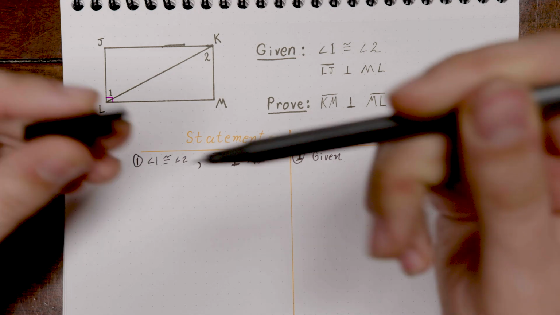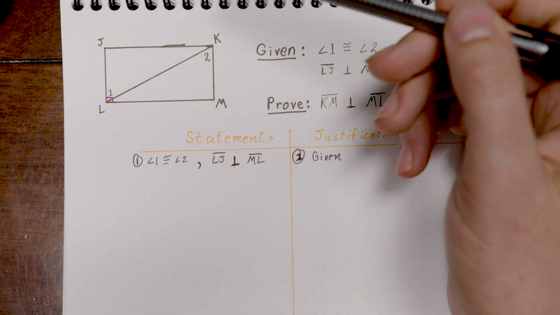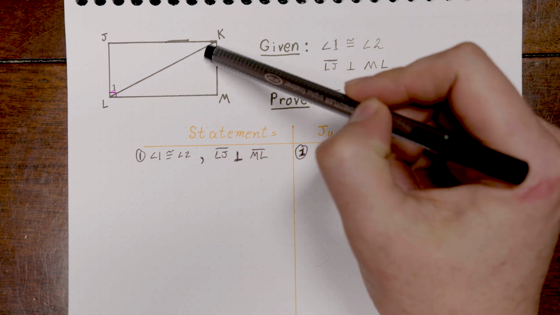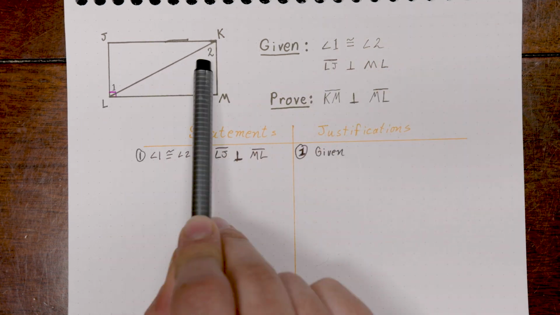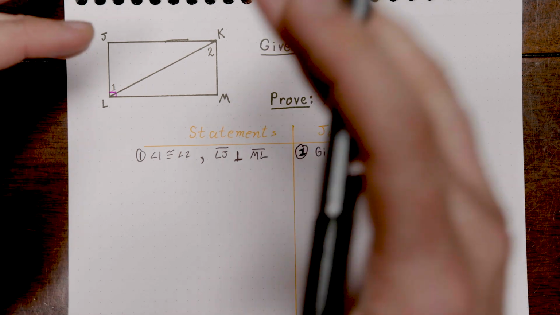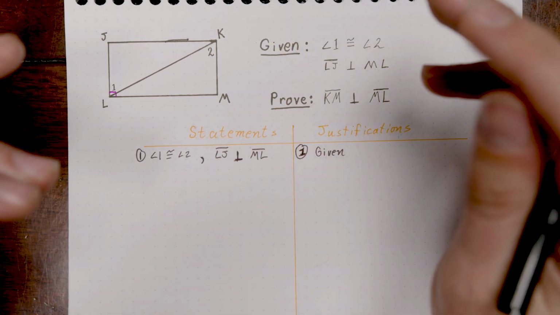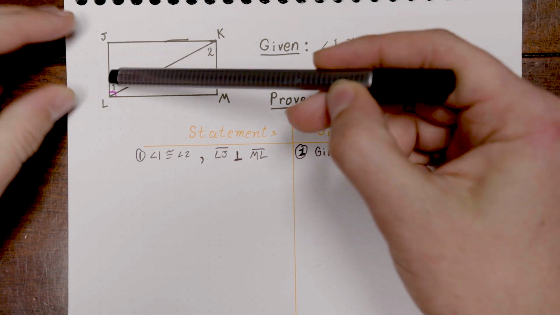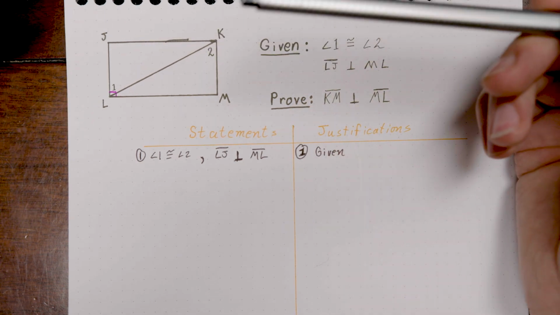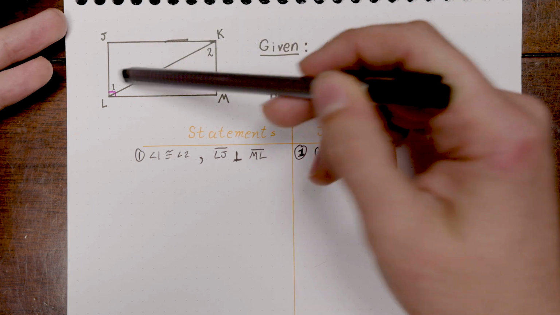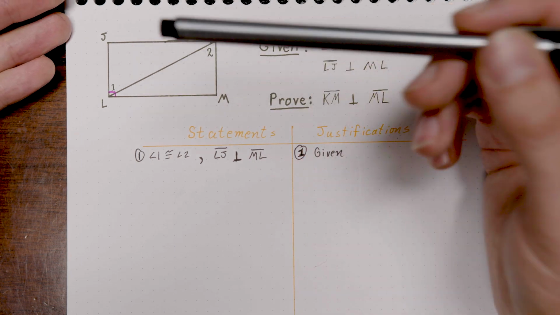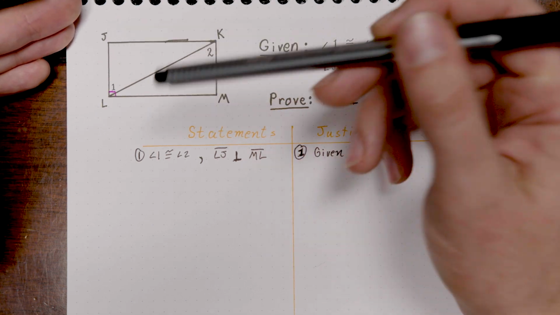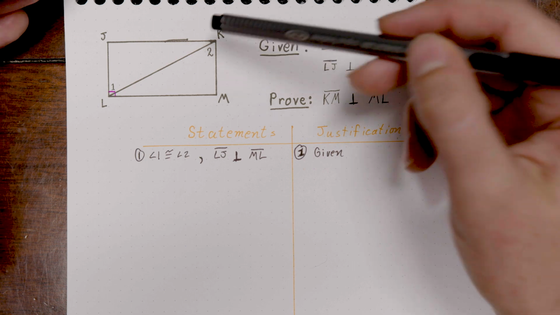Now, we know that angle 1 and angle 2 are alternate interior angles. That should start to give us a clue, because we have a theorem that relates to those. In fact, because of the converse of the alternate interior angle theorem, we can say that LJ is parallel to KM.